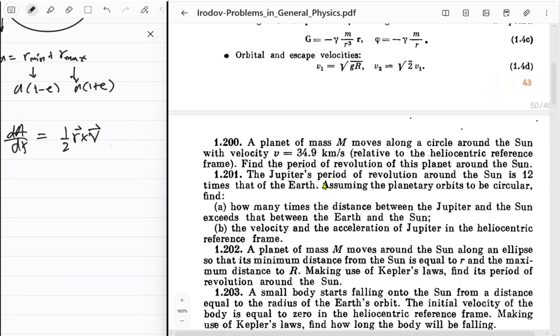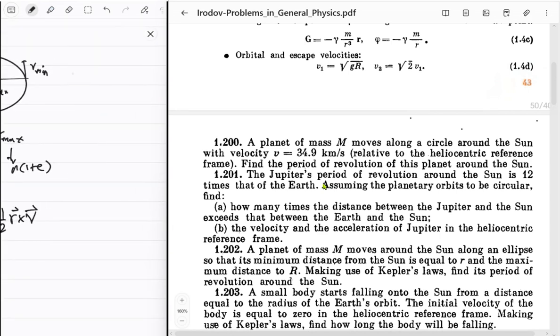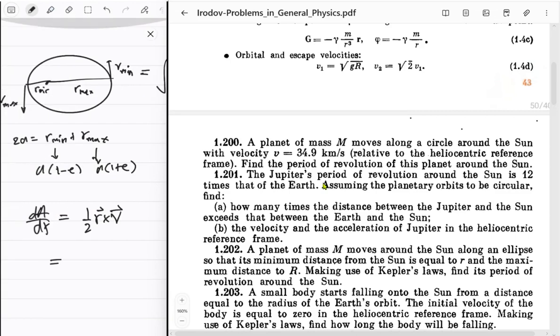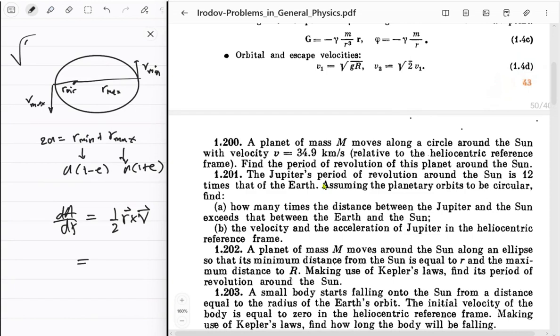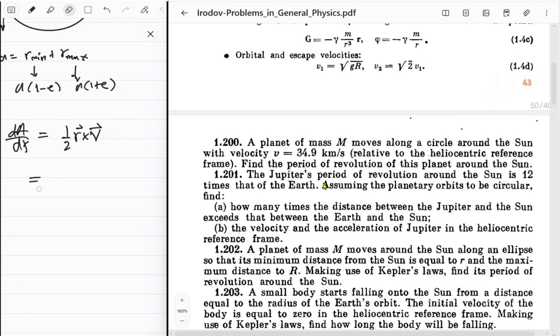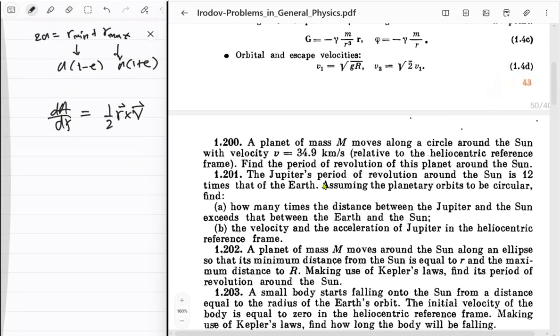By the way, v min is just equal to the square root of GM upon a times (1 minus e) upon (1 plus e), and v max is just equal to the square root of GM upon a times (1 plus e) upon (1 minus e). If you don't know where these formulas come from, go watch that video of mine where I actually derive all of this. Anyway, what we are interested in is just this much. So dA/dt is equal to half r vector cross v vector, which is just equal to, just wait a second.